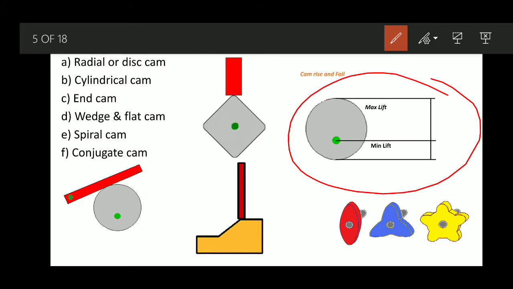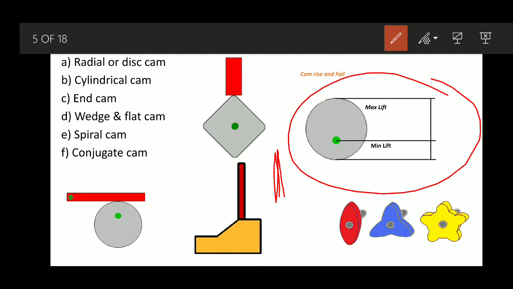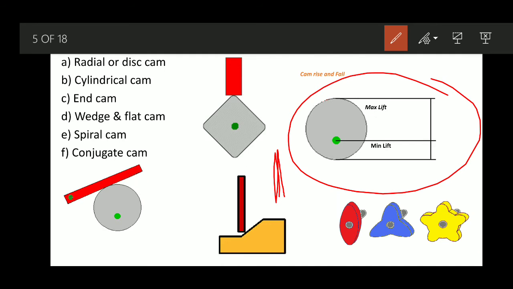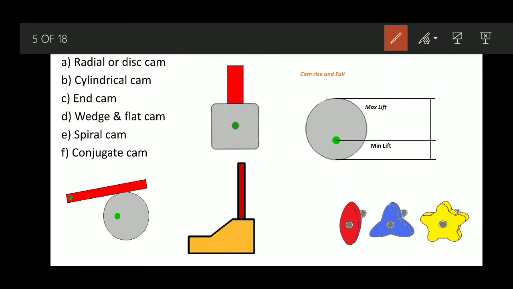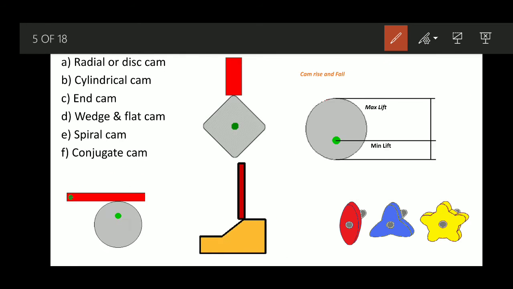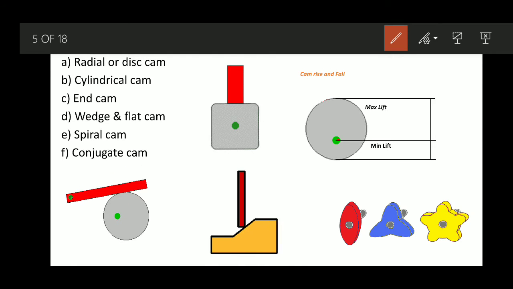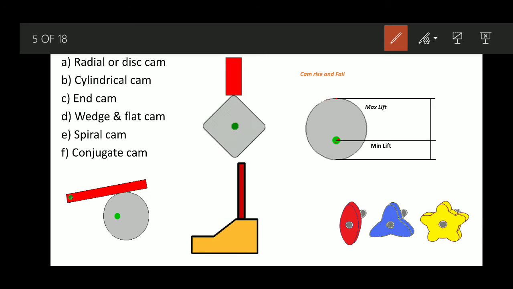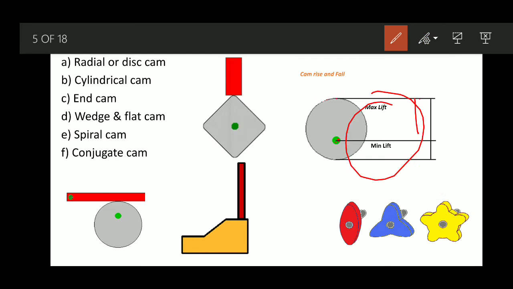And similarly here we are showing this cam. Whatever be the shape of this particular cam, the stroke movement of this particular follower, going up or down, is what we call the lift. That is, how much it is actually moving up. In this particular case, as this is the center, whenever this point is in contact, this is the maximum lift position. Okay, similarly you can see the minimum lift position.